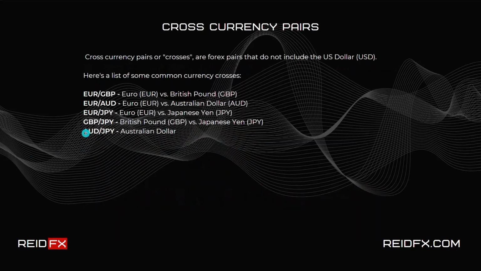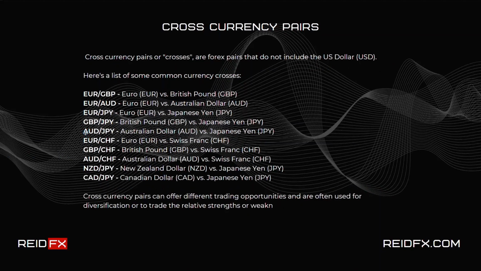So let's have a look at the crosses then. So the crosses do not include the US dollar, but they do include other major currencies. So you can see we have the pound, the euro, the Aussie dollar, Japanese yen, etc. Now, cross-currency pairs can offer different trading opportunities and are often used for diversification or to trade the relative strengths or weaknesses of two non-US dollar currencies.